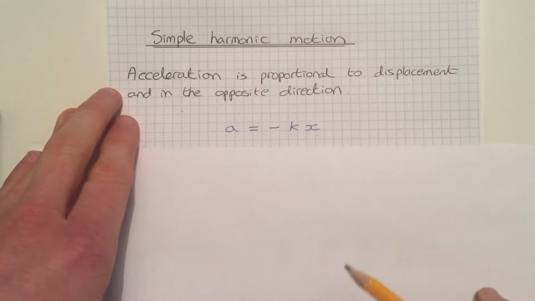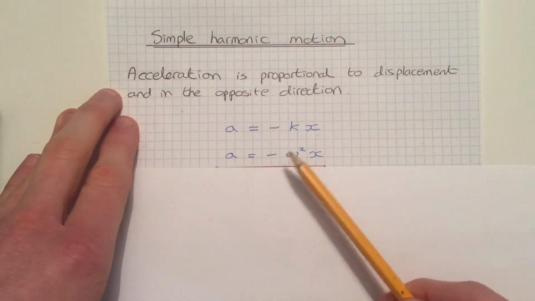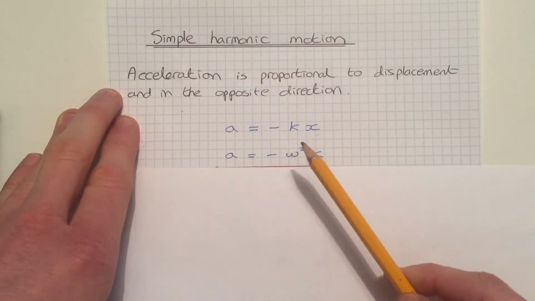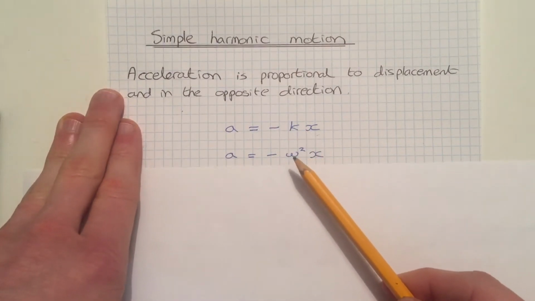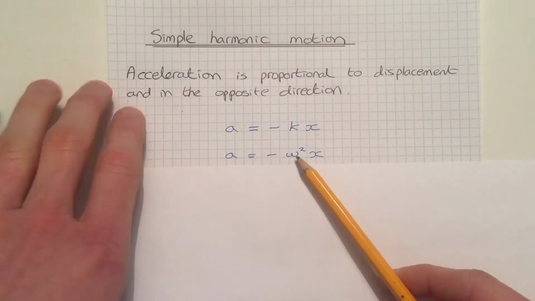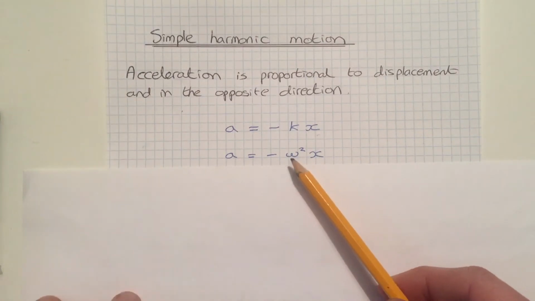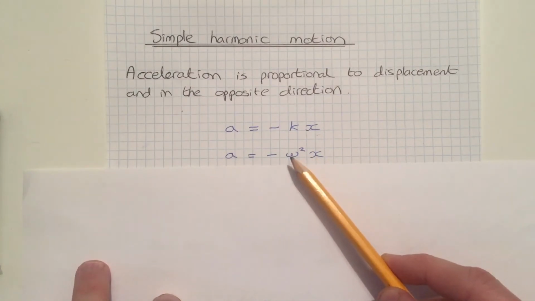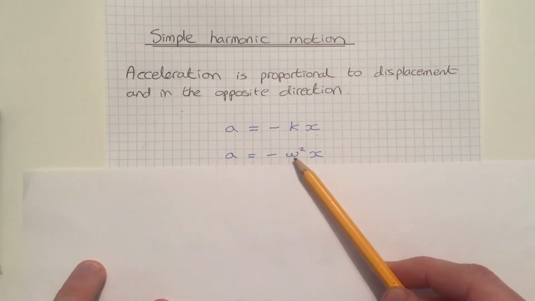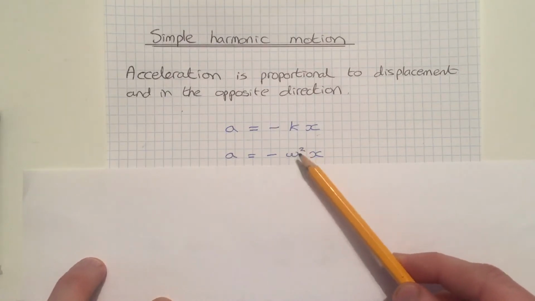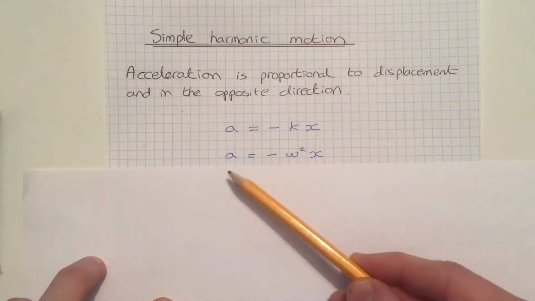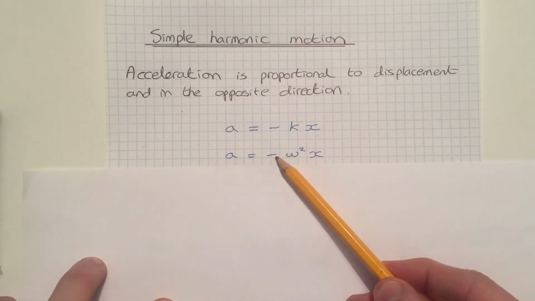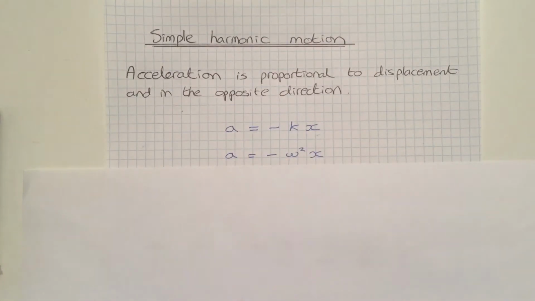To stop that from happening, instead of writing k here, I could write omega squared. You could write k squared if you wanted to, but we tend to use omega in this topic. The key thing here is this is the proportional constant, and by making it squared, that ensures that this is definitely positive, which means that the acceleration will definitely be in the opposite direction to the displacement.